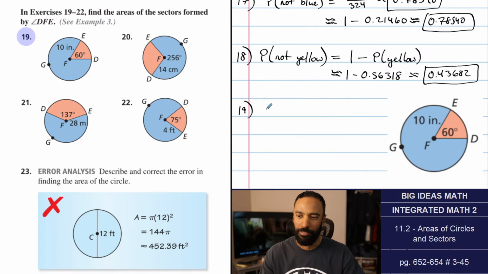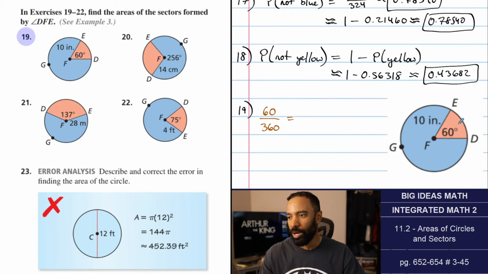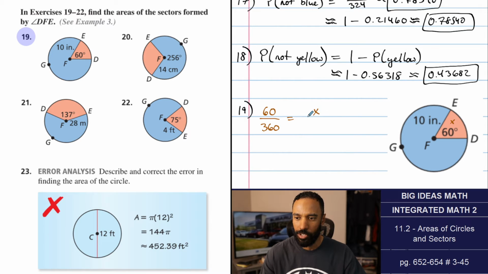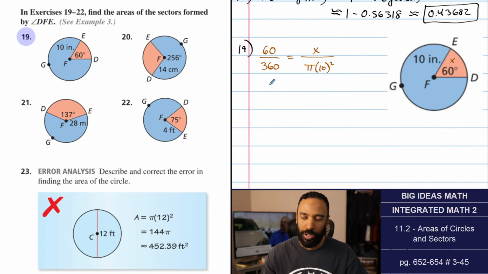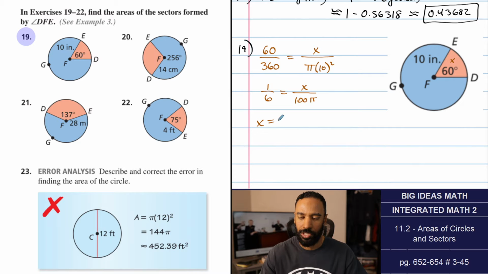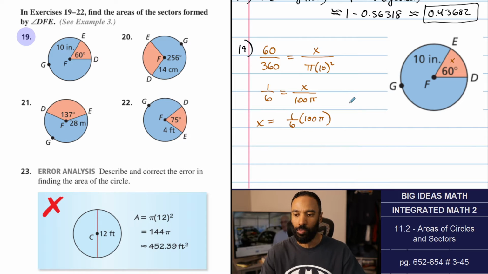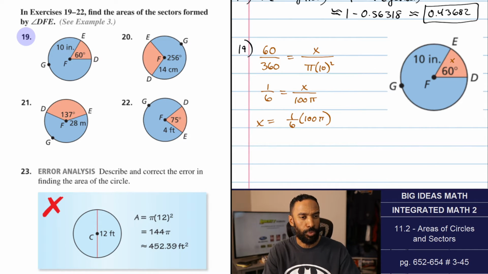All right, so whatever this 60 degrees is out of 360, the area of this sector, I'll call it X, is out of the area of your entire circle. The entire circle is pi times 10 squared, pi times 100, 100 pi. 60 over 360 is 1/6. So X is 1/6 of 100 pi, 100 pi over 6. You could write an exact answer, reduce it to 50 pi over 3.